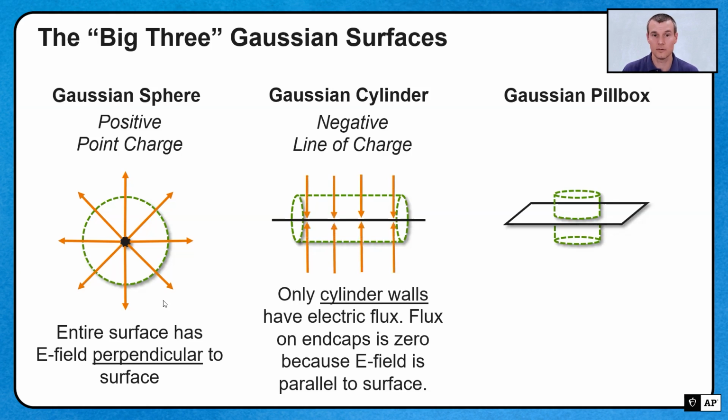Looking at the Gaussian cylinder, this one happens to be around a negative line of charge. These E field lines would be going in. And if you notice, the cylinder walls are what have flux, but the end caps do not, because the E field is parallel to that surface.